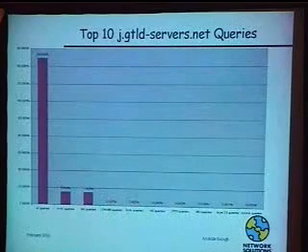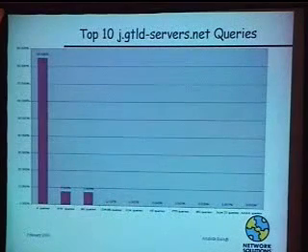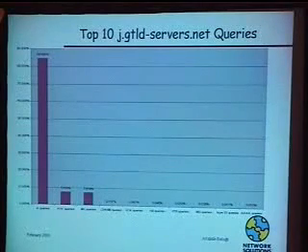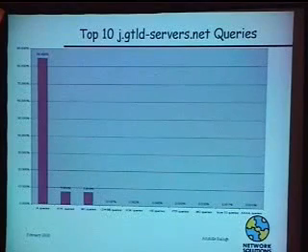And here is j.gtld-servers.net, which only handles gTLDs: com, net, and org. And as you can see, A queries are like the big thing. And of course, there's no PTR types, or very little. Someone must have really messed up there.